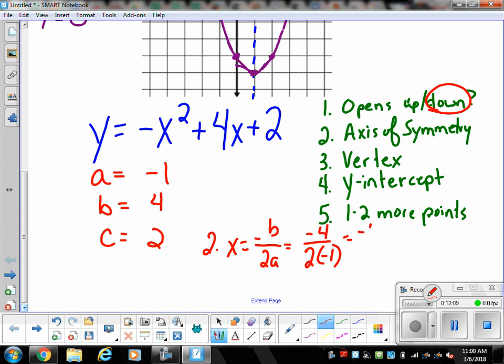So that gives, yeah, sorry, you were answering it. Negative 4 divided by negative 2 is a positive 2. So my axis of symmetry is x equals 2. Sorry, I didn't realize that's what you were answering at that point.